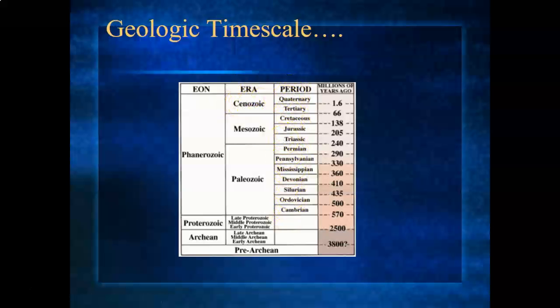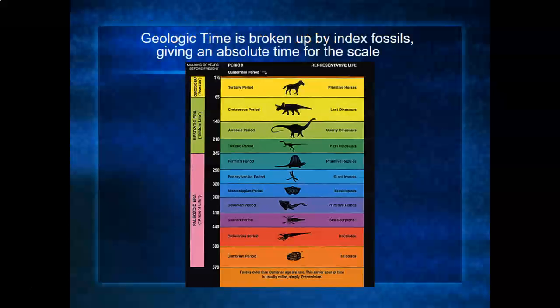And so today we're going to look at these periods and what leads one to jump into the next one, what's happening there to allow us to break it down. And that has to do with a term that we've already used before, which is our index fossil. So geologic time is broken up by index fossils given an absolute time for the scale, meaning that it's allowing us to use relative dating, oldest at the bottom, youngest at the top, and then go back and radioactively date the elements that are present in either the rock around the fossil or sometimes even the fossil itself.